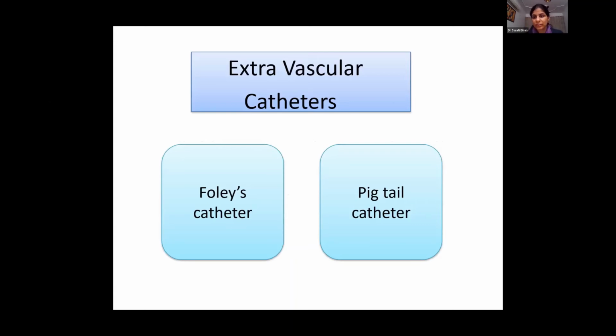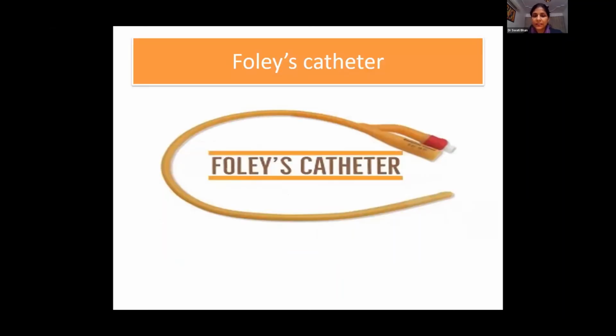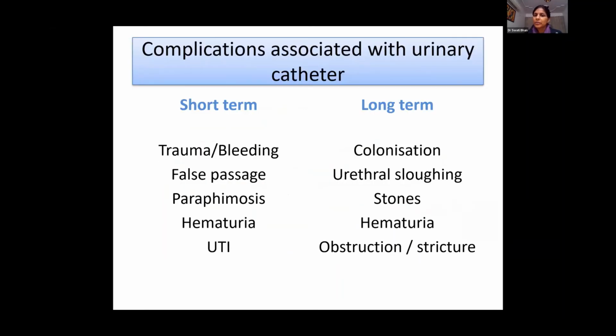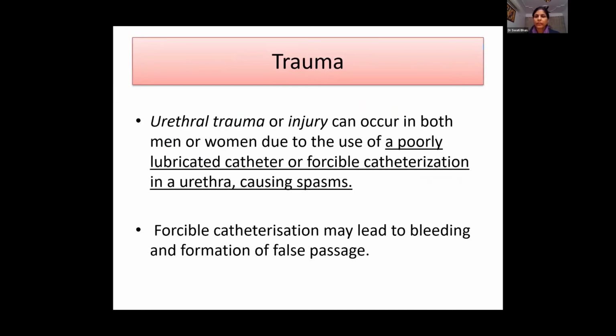Now moving on to the extravascular catheters, where we will be dealing with Foley's and pigtail catheters. Now Foley's catheters: coming over to the complications, we can see short-term and long-term complications. The short-term complications associated with Foley's catheters are trauma, bleeding, formation of a false passage, paraphimosis, hematuria or UTI, and the long-term are colonization, urethral stuffing, stones, hematuria, or obstruction or stricture formation.